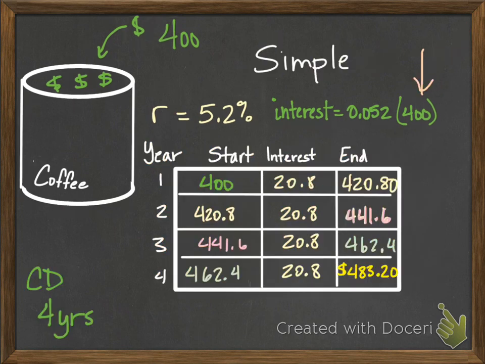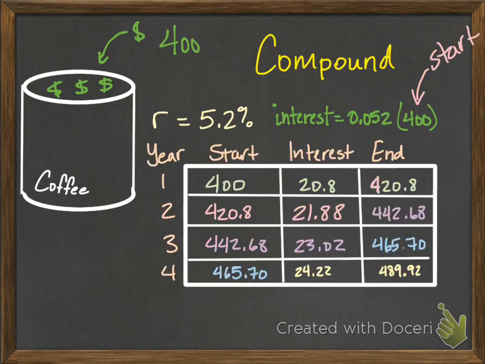So if we look at simple, we ended with $483.20. With this one, we end with $489.92. So it's about like $6 difference, but it's still got bigger faster.